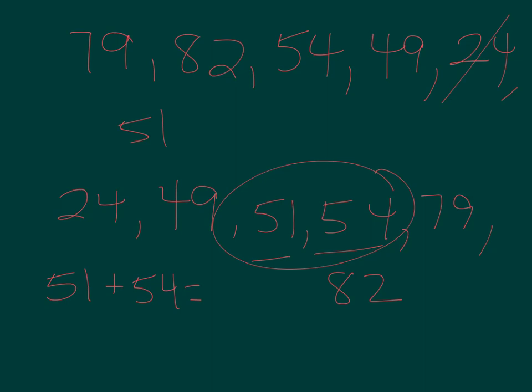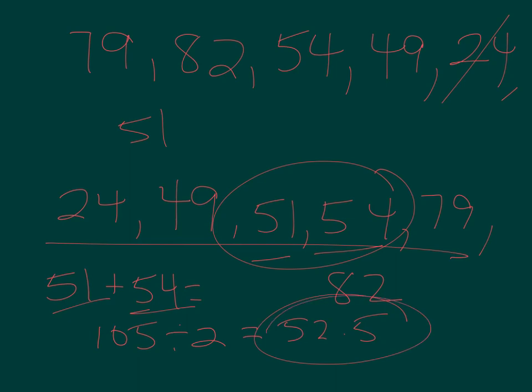So 51 plus 54 is 105. And 105 divided by 2, because there are 2 numbers. So again, to find the median, to find the mean of those 2 numbers, you have to add them together, divide by 2, and that is 52.5. So the middle number in this set of data is 52.5.